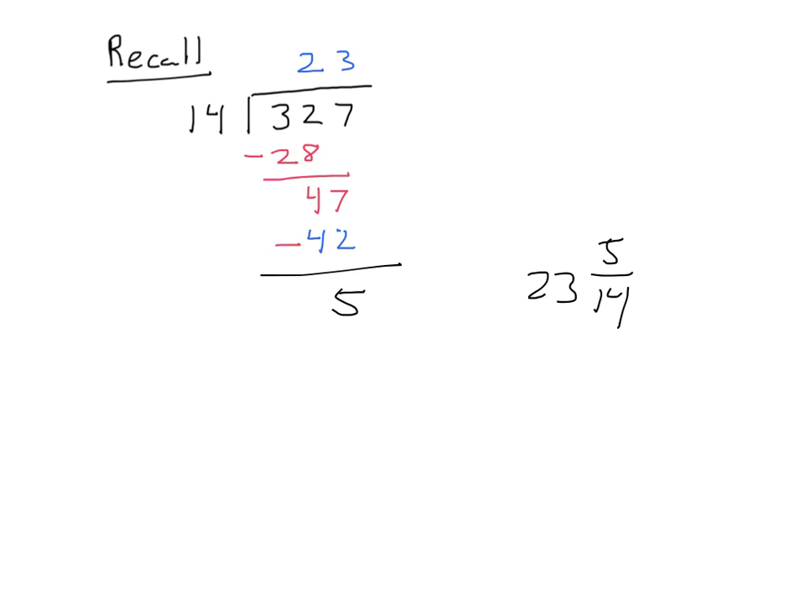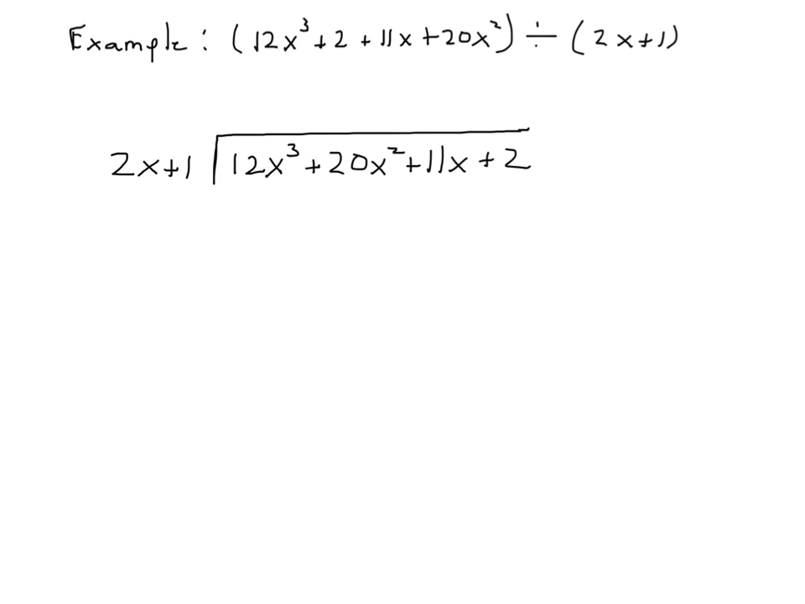Let's take a look at a long division problem involving a polynomial. In this case, we're going to start out with an example. We're going to take 12x cubed plus 2 plus 11x plus 20x squared, and we're going to divide it by 2x plus 1. Now the first thing I want you to notice here is that this polynomial, our p of x, is not in proper order. It's not in descending order. So whenever we do a long division, we're going to want to make sure we're in that descending order. In this case, we have a third degree polynomial, so it's going to be third degree, then our second degree term, first degree term, and then constant.